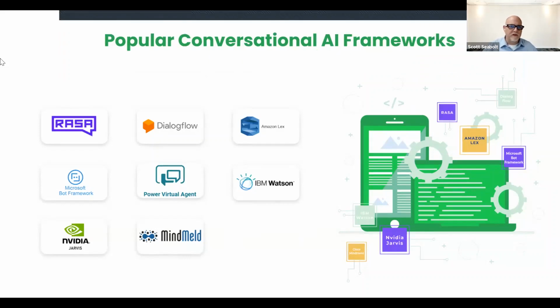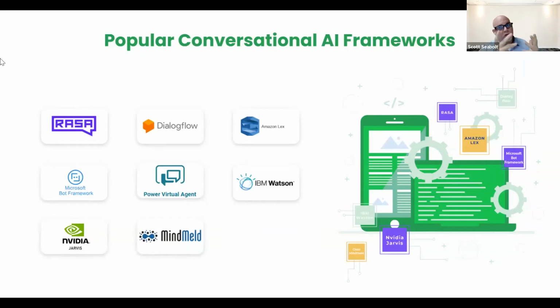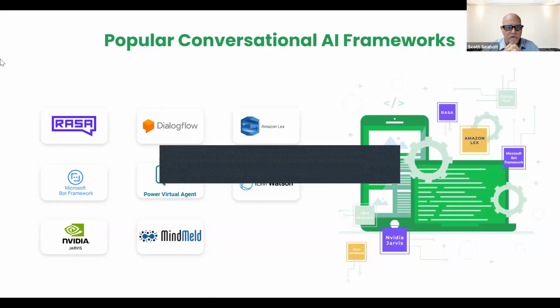But the next area I'd like to talk about is to remind us a little about some of the frameworks we talked about. What you see here are a few of the popular conversational AI frameworks. Rasa, which we use quite a bit. Then you have Dialogflow, Amazon Lex, and of course Microsoft's Bot Framework, Power Virtual Agent, and the big guys like IBM Watson, and then the NVIDIA Jarvis side, really cool tech there, especially optimized for NVIDIA hardware. And then we have MindMeld as well. Those are a few of your more popular frameworks.